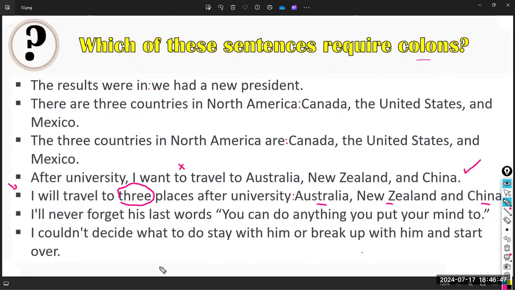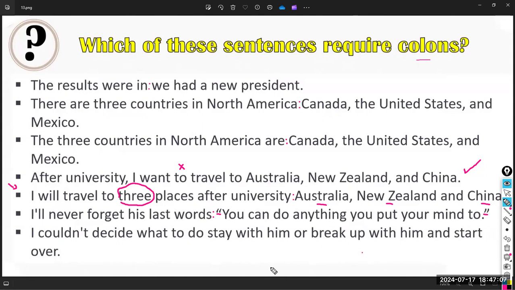What about the next one? After "his last words", exactly. I'll never forget his last words. What are they? Let me tell you. Colon, and exactly, because this is what he said, I have to write quotation marks. Quotation mark, "I couldn't decide what to do."